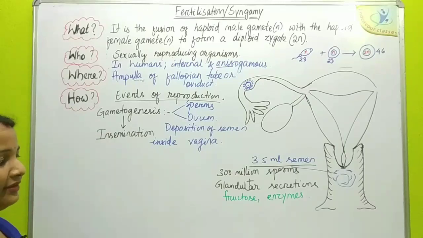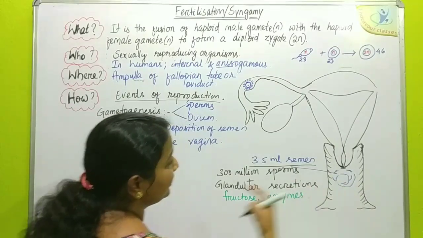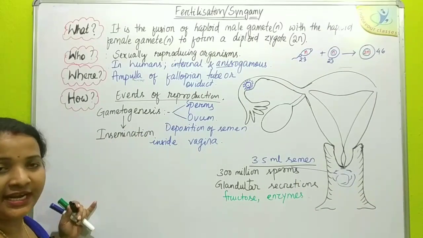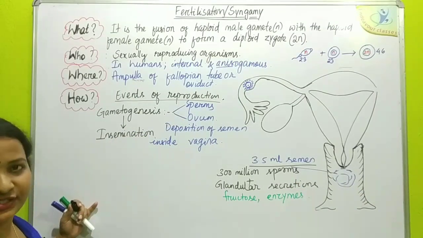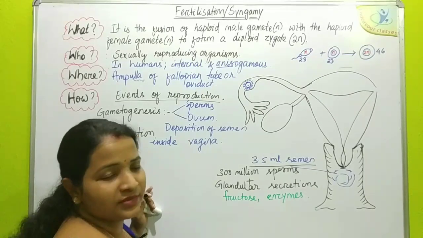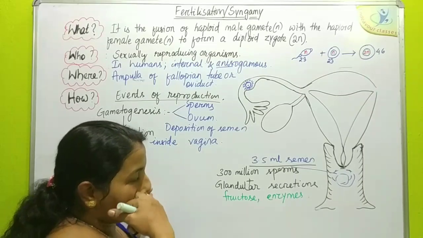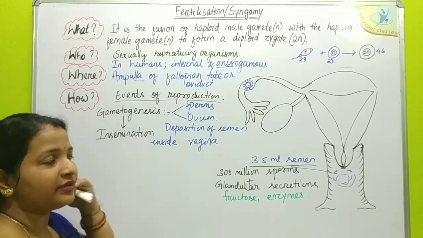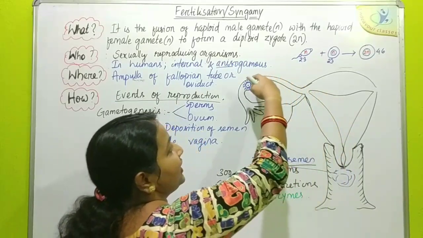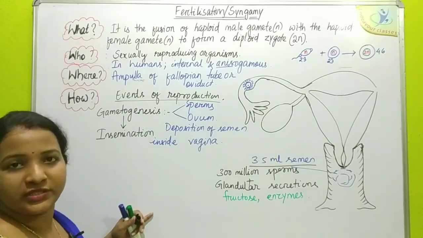So what happens next inside the vagina? We know that the vaginal environment is highly acidic, and in that highly acidic medium many sperms are destroyed, and only about 200 sperms find their way through the uterine cavity and reach the surface of the oocyte.